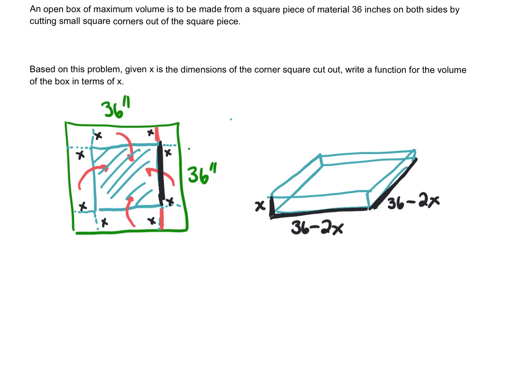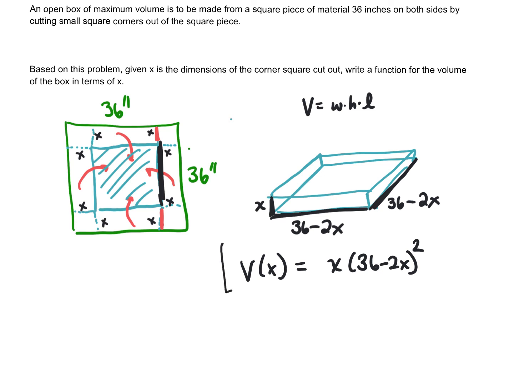Now, if you think about the volume of a prism, the volume is width times height times length, or length times width times height. All those multiply together. So the volume of this box in terms of how big the square I cut out is, is simply going to be x times (36 minus 2x) squared. That's just multiplying them all together. So depending on how big an x I cut out, how big a square I cut out, this is going to be the volume of that remaining solid.